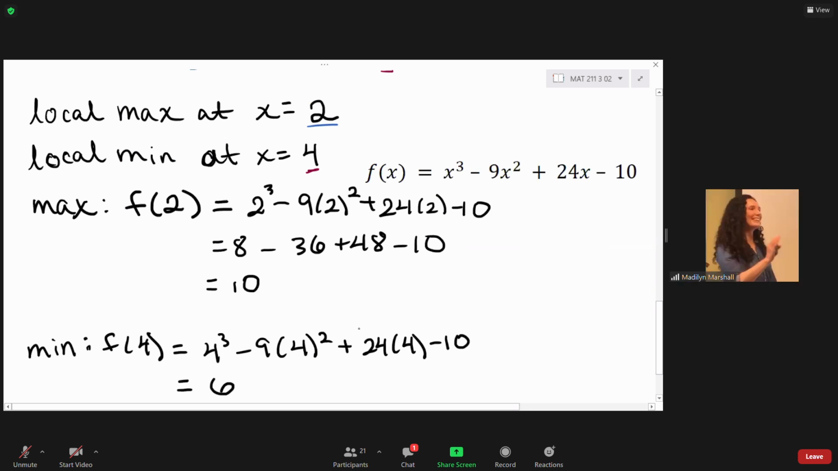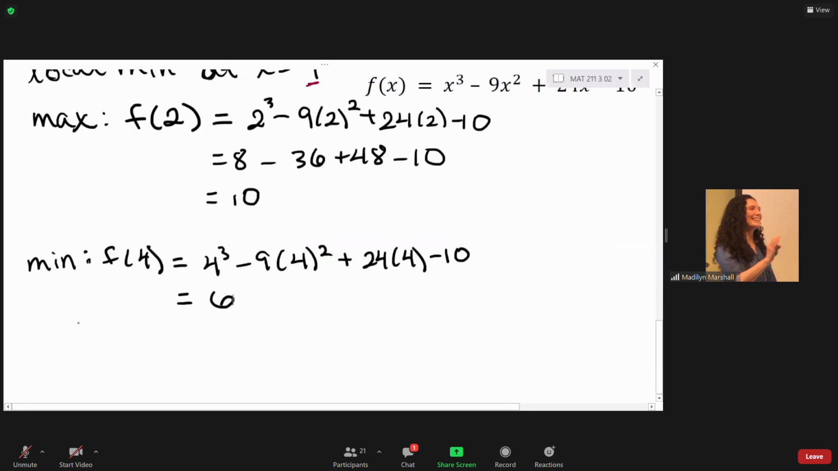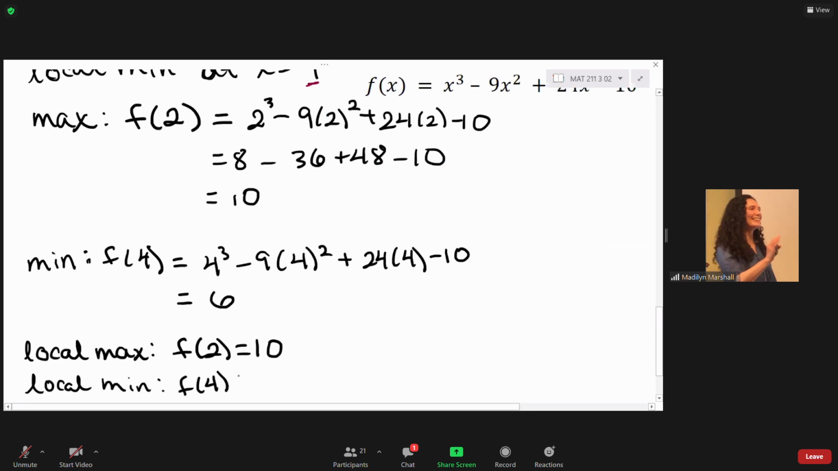So when we get these two numbers, our actual local maximum is 10 and our minimum is 6. In general, it's nice to report them in function notation. So we have a local max of f of 2 equals 10 and a local min of f of 4 equals 6.